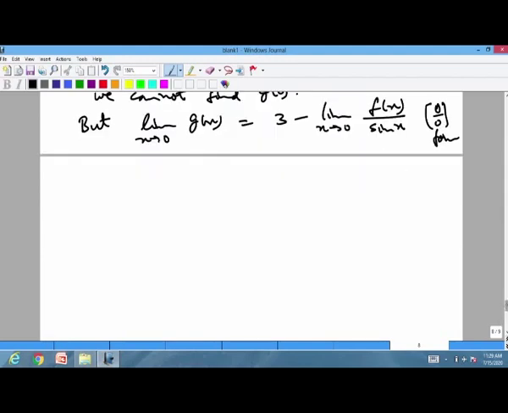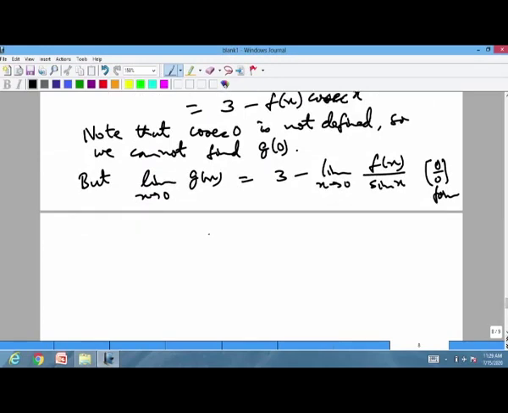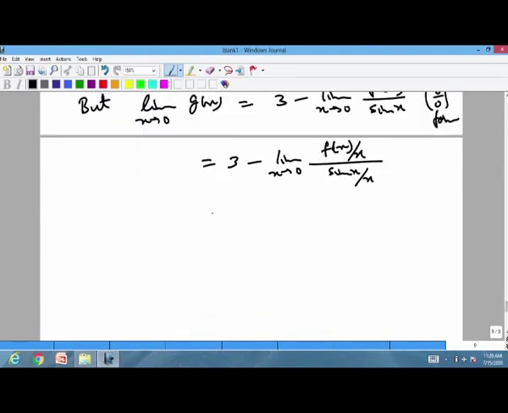Now, we know that the limit of sin x by x as x approaches 0 is 1. So, this I can write as 3 minus the limit as x tends to 0 of f x by x divided by sin x by x. Now, the denominator we know the limit is 1. So, this is equal to 3 minus the limit as x approaches 0 of f x by x. This is because the limit of sin x by x as x approaches 0 is equal to 1.